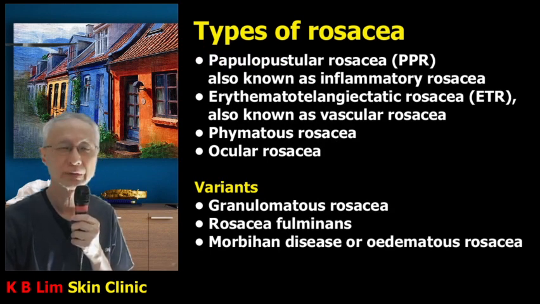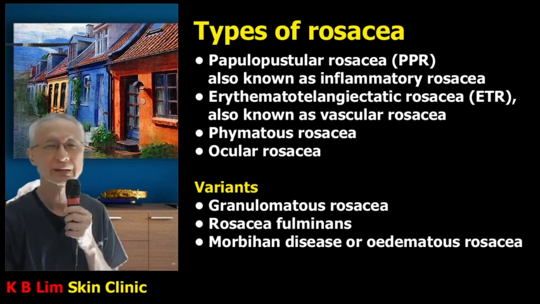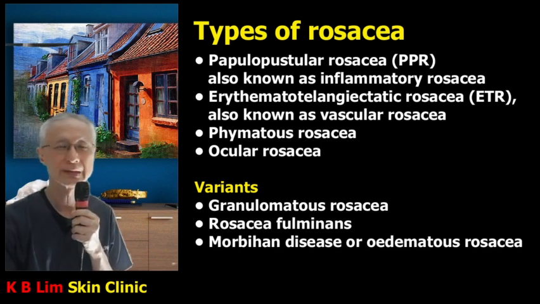There are several different types of rosacea. The most common type is known as papulopustular rosacea, also known as inflammatory rosacea. And then there's another form known as erythematotelangiectatic rosacea, which is known as vascular rosacea. This causes a very intense redness of the skin due to the vascular reactivity of the skin.